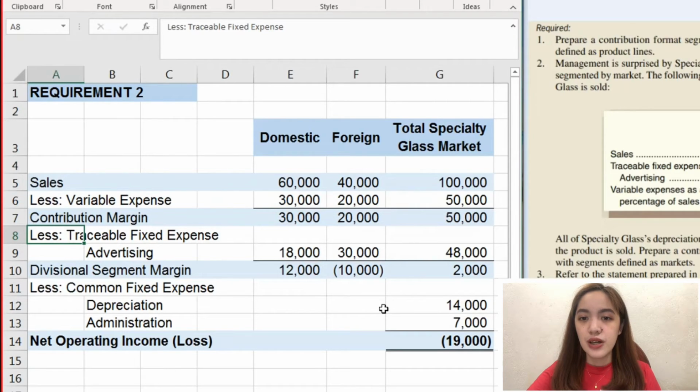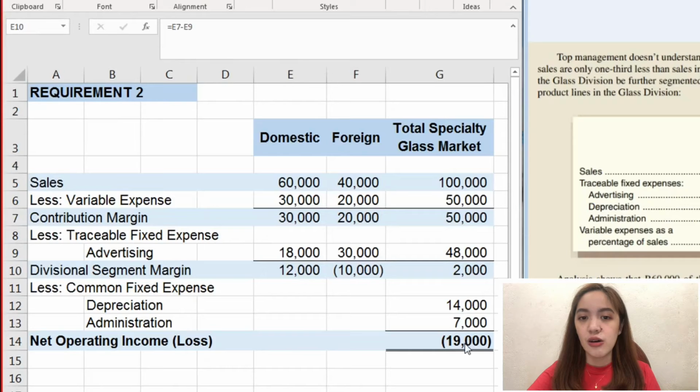We can now subtract the contribution margin and the traceable fixed expense to get the divisional segment margin. After that, common fixed expense, the 14,000 and 7,000 will be subtracted to the divisional segment margin of 2,000, getting a negative 19,000 net operating income or loss. Since we have a loss, the culprit here is the foreign market. It is what made the company lose money because it generated a negative 10,000 segment margin.